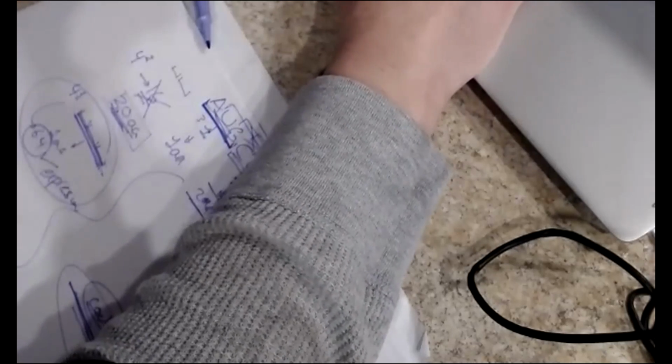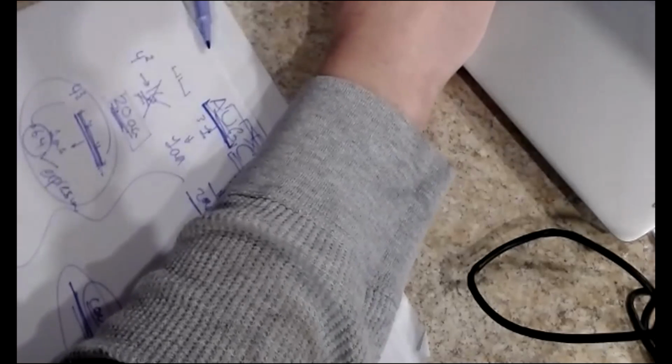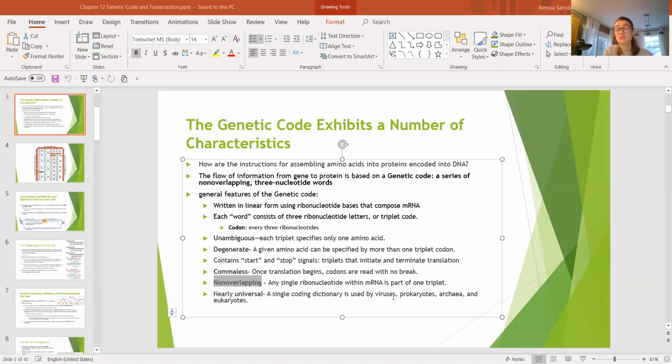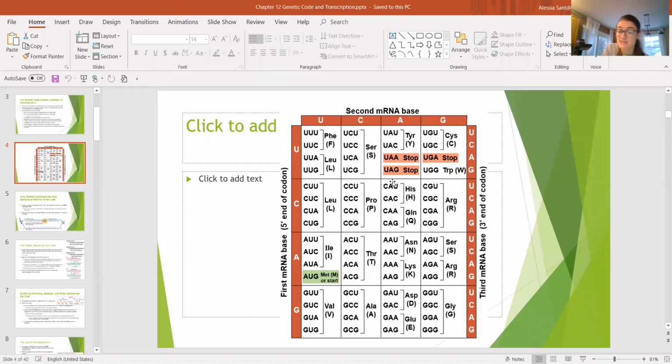The other thing I forgot to mention about the genetic code is that it is universal. That means that archaea, prokaryotes and eukaryotes read the genetic code the same way, for the most part. So if I give a bacteria CAU, it's going to read it as histidine. If I put CAU in my own body, as a eukaryote, an animal, I'm going to read it as histidine. So this is what we mean by universal.